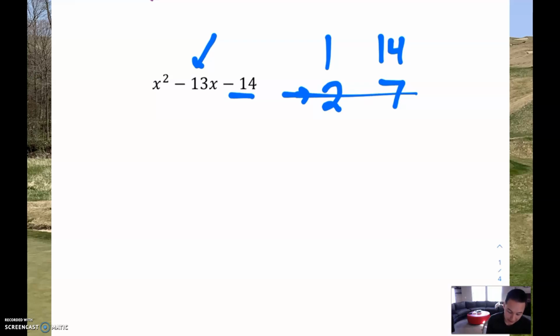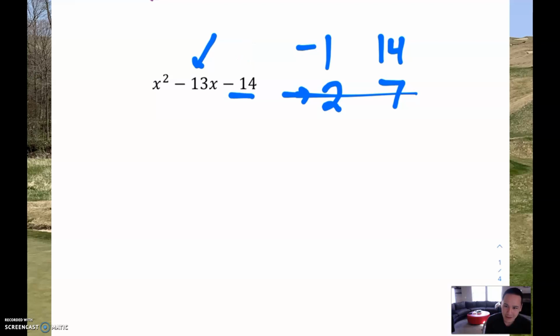But I think you realize that 1 and 14, you could add them to make a 15. But if you subtract them, you've got a 13 in there. And let's see how to deal with this. You'll notice we have a negative 14. So that means one of these numbers has to be a negative. Let's try and put that negative here. Negative 1 times 14 is negative 14. That's a good thing. That's what we're looking for.